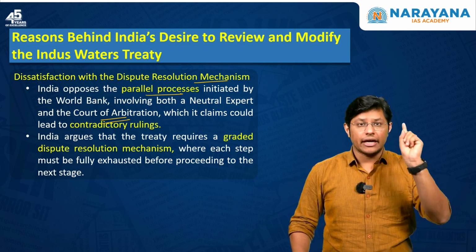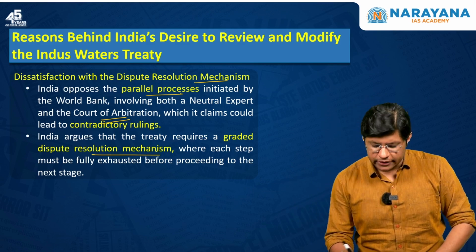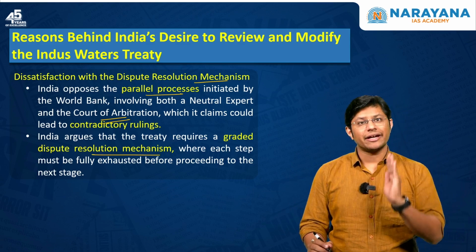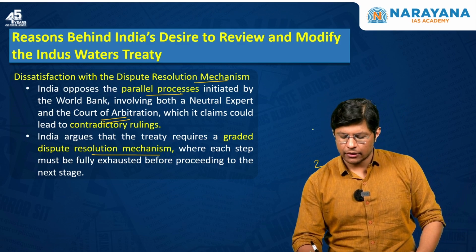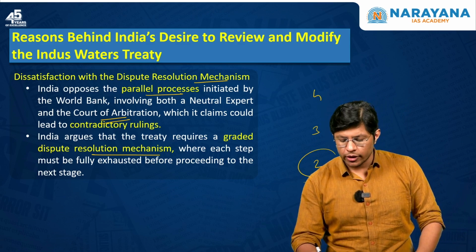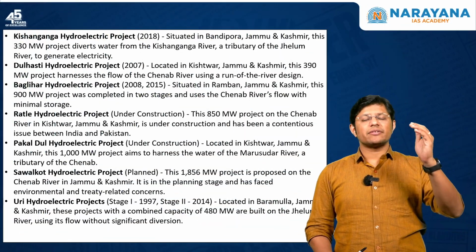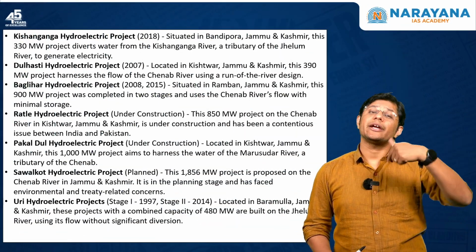That's the reason India argues that the treaty requires a graded dispute resolution mechanism, which means there should be a grade like first step, second step, third step, fourth step. Every step should be exhausted before moving on to the next one, right? So, these are some of the reasons why India wants to renegotiate the treaty.